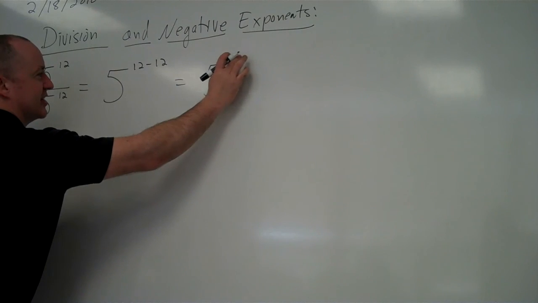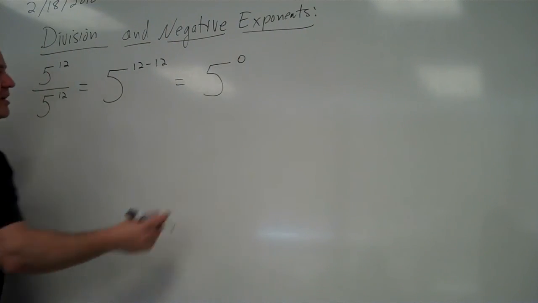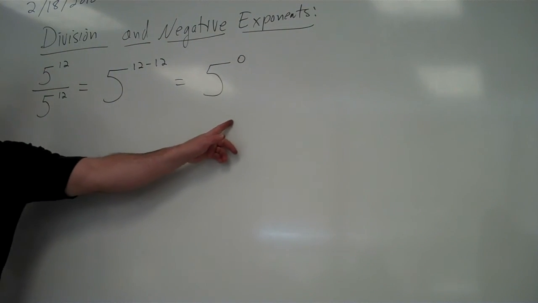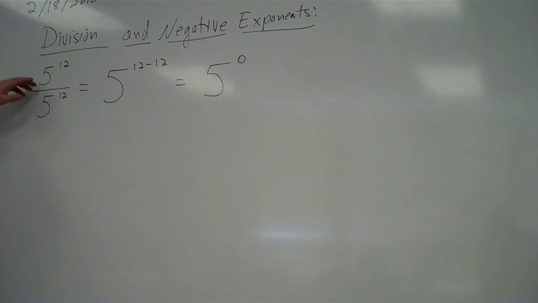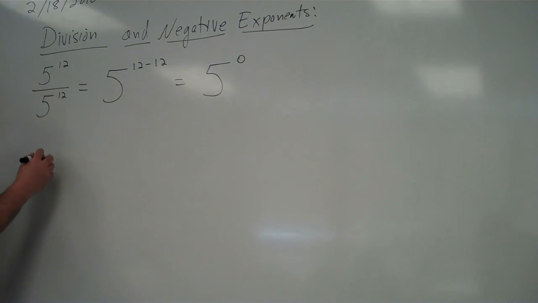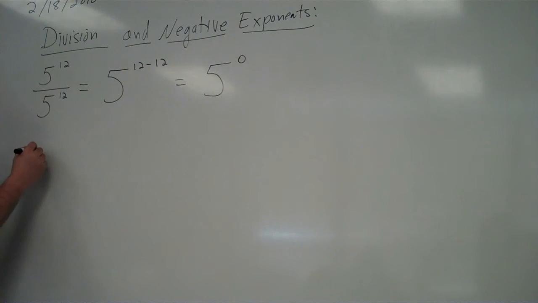But here's what Jenny's noticing that's giving her a little bit of a headache. By the rule, this is 5 to the 0 power. Why can't it just be 5? It can't be 5, because here, if we have 5 to the 12th divided by 5 to the 12th, we have something divided by itself. What is always true when you have something divided by itself? What does it always equal? 1.